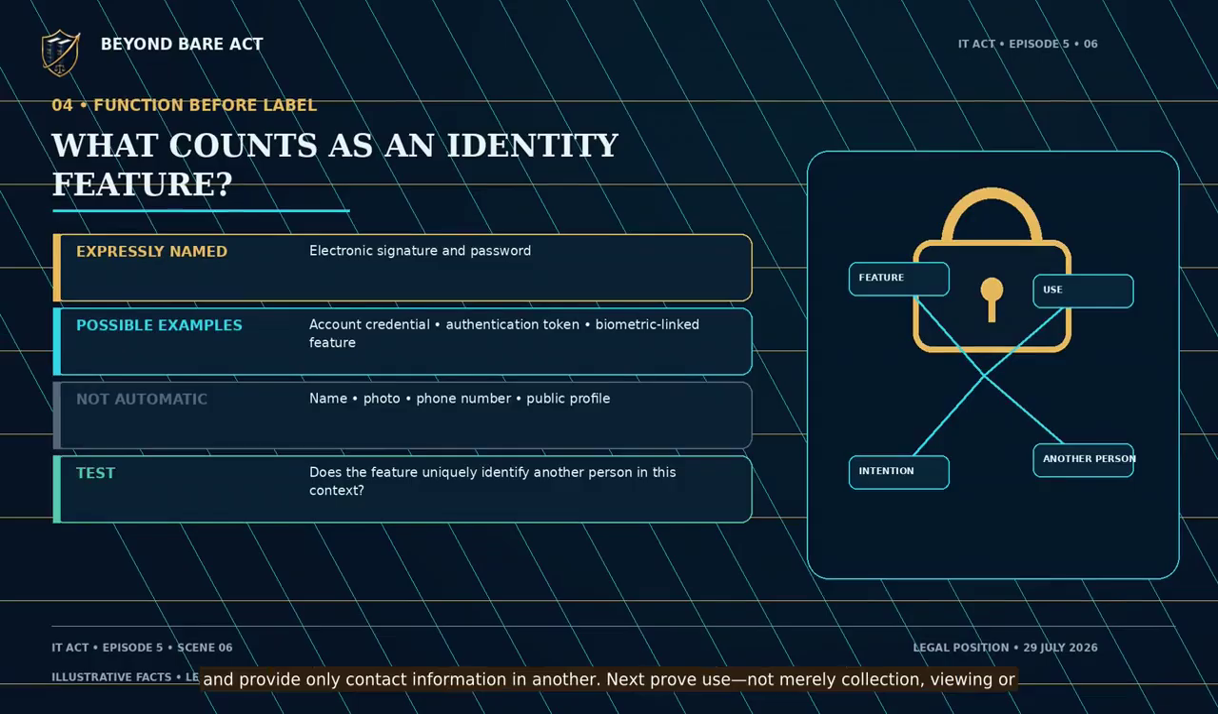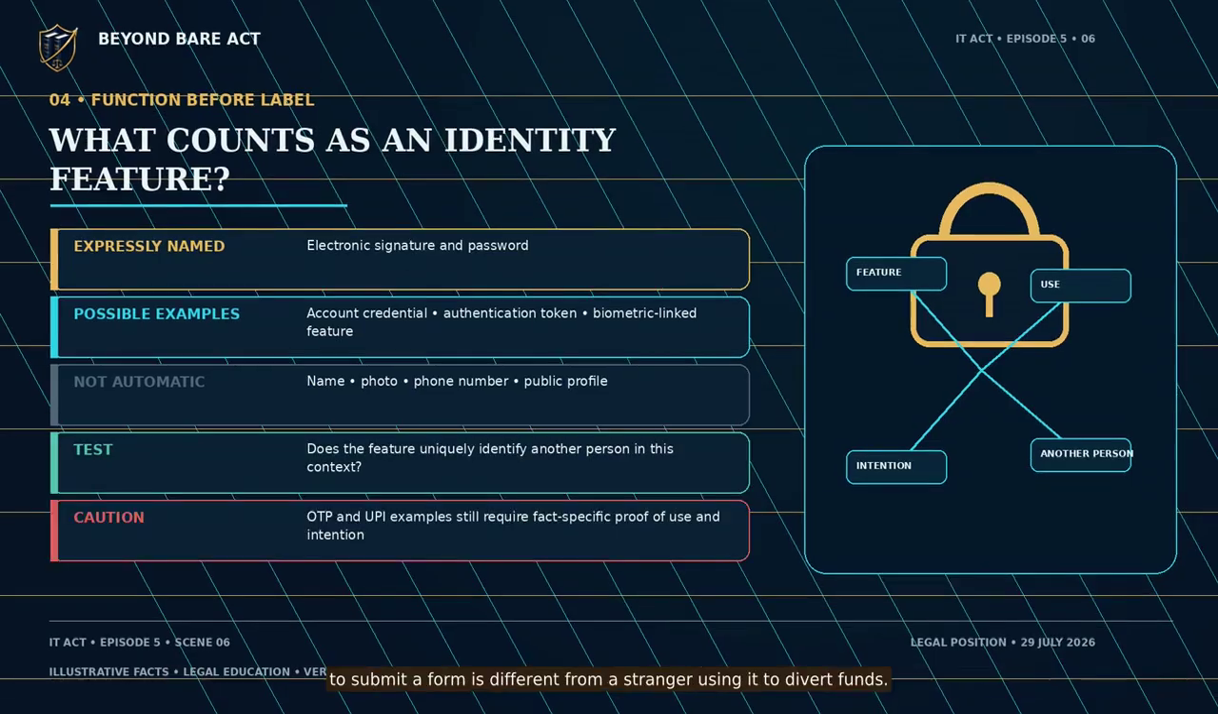A phone number may identify an account in one service and provide only contact information in another. Next, prove use, not merely collection, viewing or possession, and prove dishonest or fraudulent intention. A parent using a child's password with authority to submit a form is different from a stranger using it to divert funds. Classification follows function, authority, conduct, and intention.